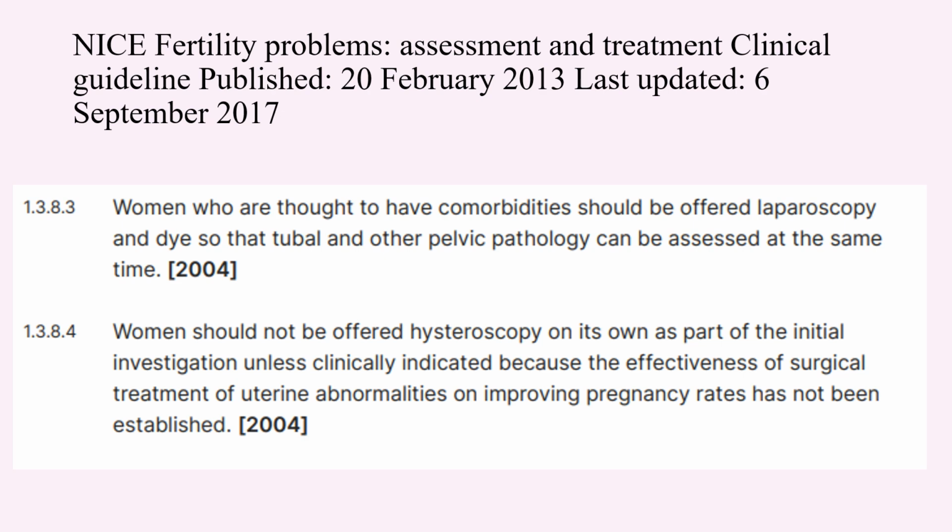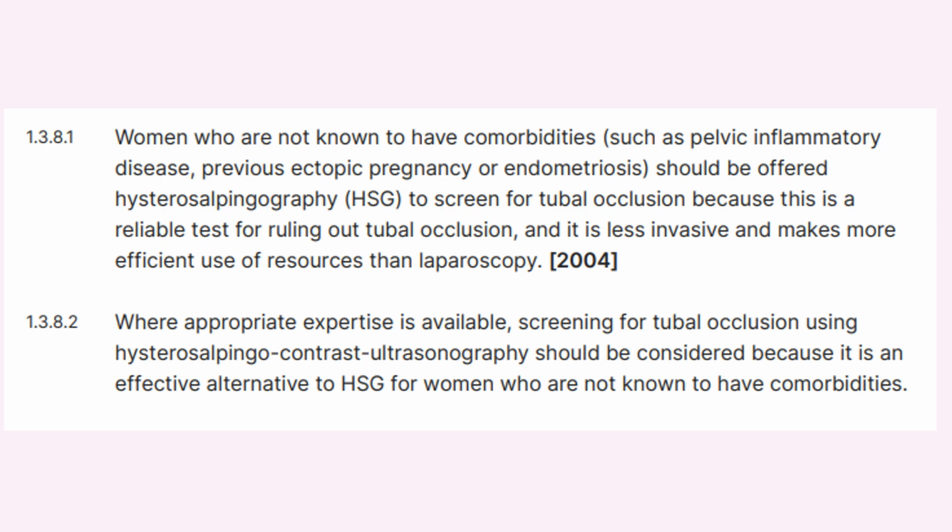Women should not be offered hysteroscopy on its own as part of the initial investigation unless clinically indicated, because the effectiveness of surgical treatment of uterine abnormalities on improving pregnancy outcome rates has not been established. Women who are not known to have comorbidities such as pelvic inflammatory disease, previous ectopic pregnancy, or endometriosis should be offered HSG to screen for tubal occlusion, because this is a reliable test for ruling out tubal occlusion, and it is less invasive and makes more efficient use of resources as compared to laparoscopy.